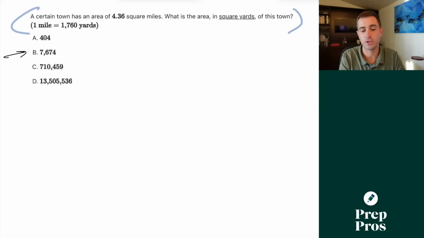So here we have a certain town has an area of 4.36 square miles. What is the area in square yards of this town? 1 mile equals 1,760 yards.